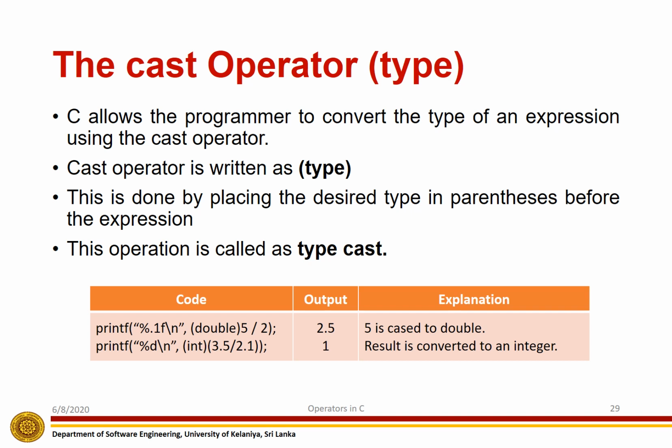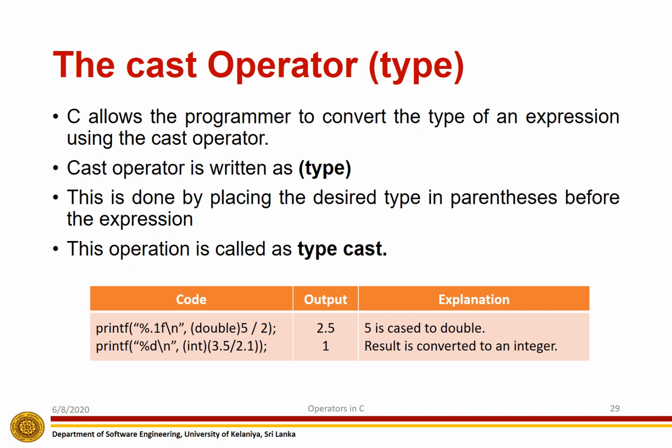The last unary operator that we are going to discuss is the cast operator. In general terms, a reference to the cast operator is written as a type within parentheses. C allows the programmer to convert the type of an expression using the cast operator. This is done by placing the desired type in parentheses before the expression. The operation is called a typecast.